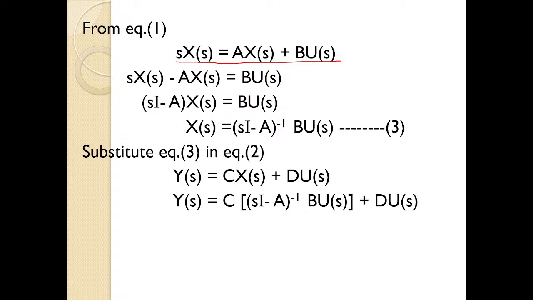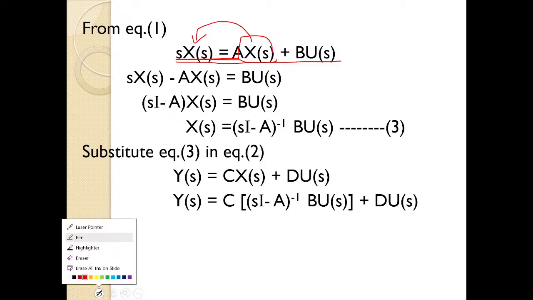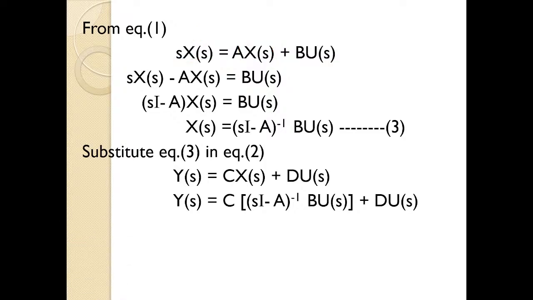Now send the AX(s) term on the right side to the left side. Okay, send it to the left side. So if you send it to the left side, it will become sX(s) - AX(s) = BU(s). Take X(s) common, you will get s minus A.